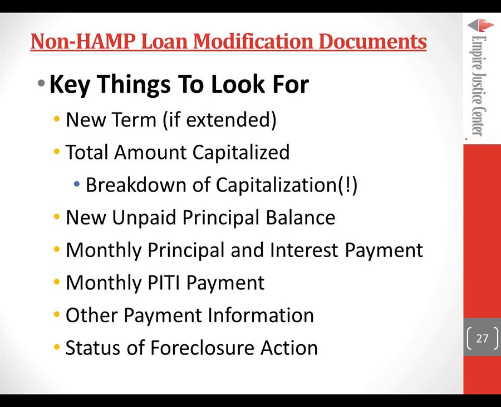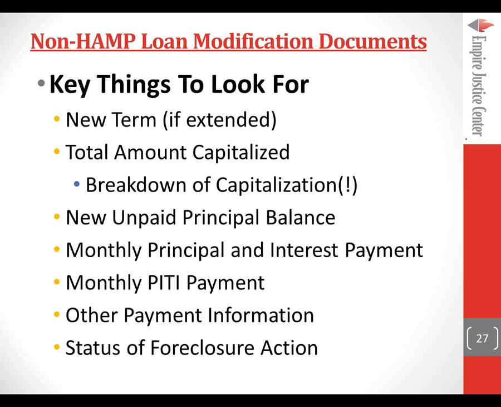The total amount capitalized. We talked about the fact that if they do a modification, typically what they do is take all of your missed payments, any taxes or insurance the bank paid on your behalf, court costs, and attorney's fees. They add all of that onto the principal balance and spread it out over the course of the remaining years of the mortgage. That amount that is added onto the principal balance is called the capitalized amount.